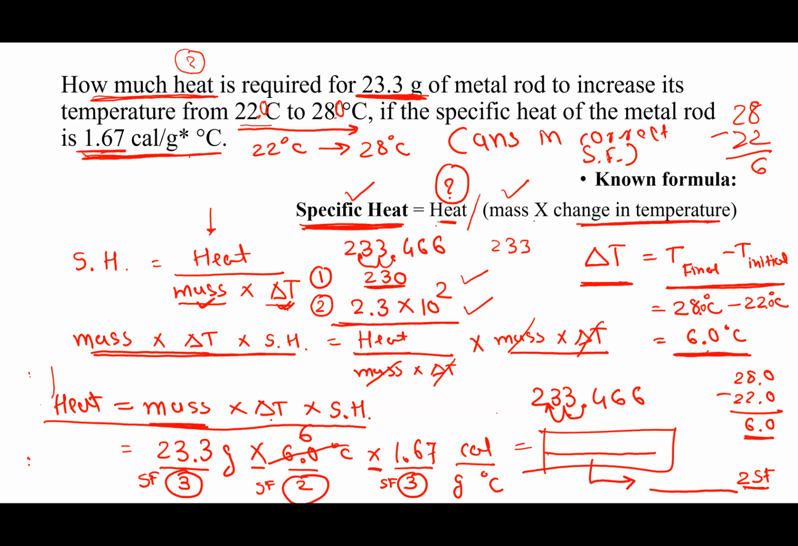Okay, thank you. Yep, no problem. You can say 230, you get a full point. 2.3 times 10 to the power of 2, you still get the full points because both have the same value.